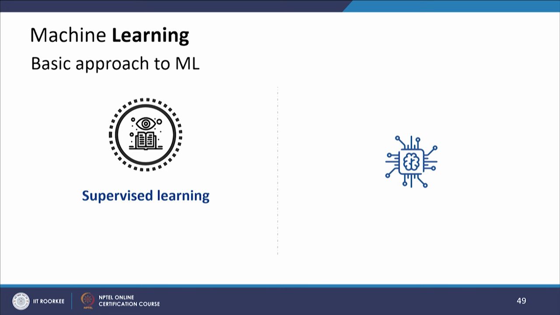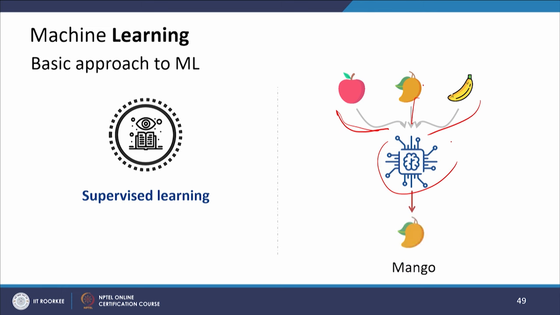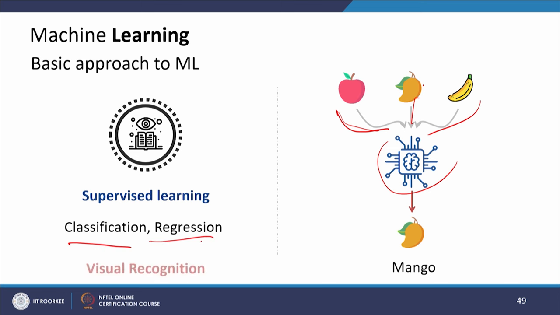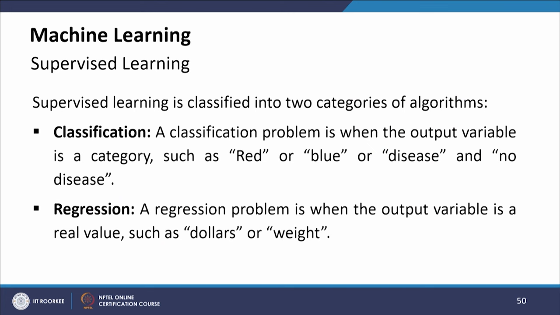So, this is how it happens in supervised learning. This picture and this picture go to the model, and then it says that it is a mango. This supervised learning is based on classification and regression, voice recognition. So, it is classified into two categories of algorithms.